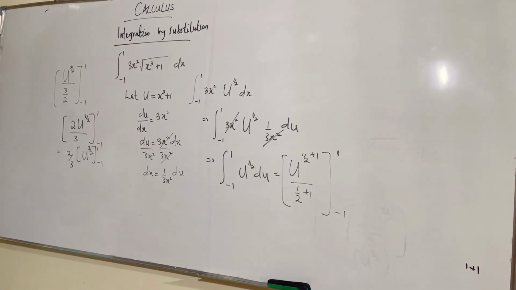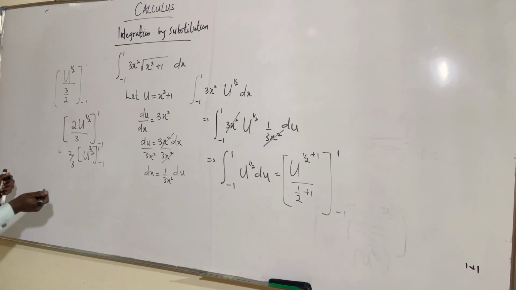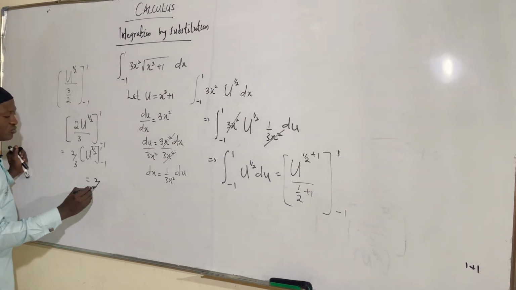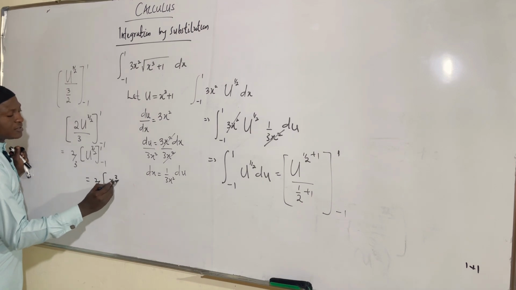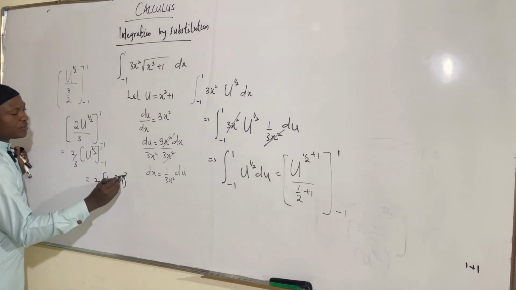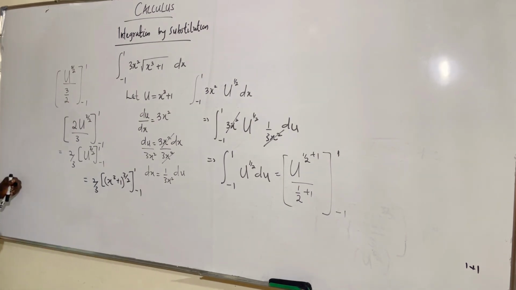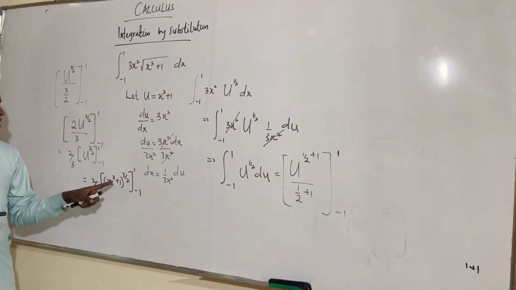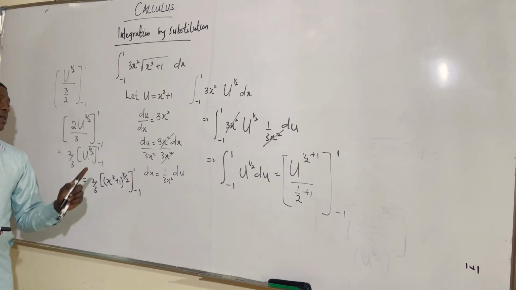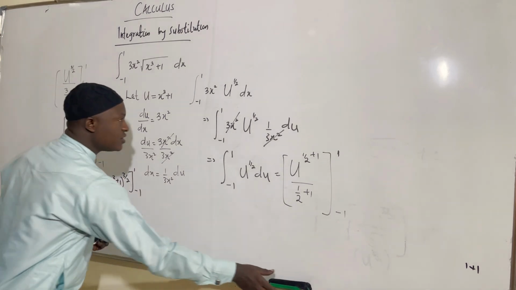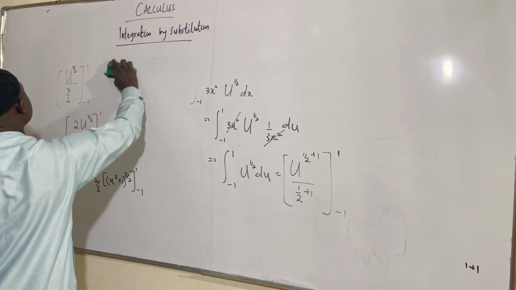So what is now going to be the next step? The next step is to replace our u. Our u is x cubed plus 1. So if I put that in, I have 2 over 3 times x cubed plus 1 raised to the power of 3 over 2, from minus 1 to 1. Can you see that? So what does that mean? It means the upper limit is 1 and the lower limit is minus 1. So just make a simple substitution. Let's see how we're going to do that.